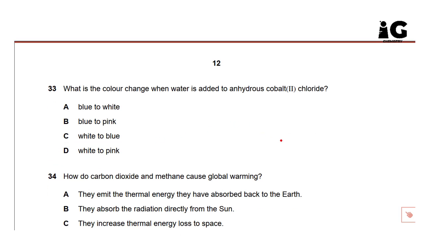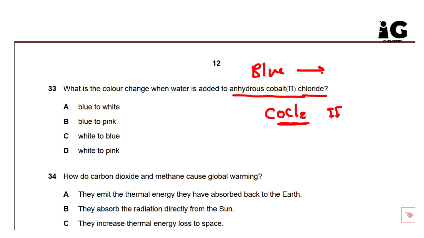33. What is the color change when water is added to anhydrous cobalt chloride? So cobalt chloride, this is CoCl2. This one actually, guys, because it's anhydrous, its color when it's anhydrous is blue. So once we add water, this is actually a test for water, and it's a very famous test, I think everyone knows. So the color goes from blue to pink. So the answer should be B, from blue to pink.